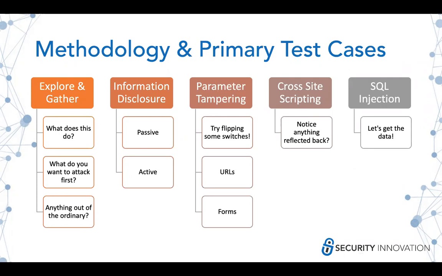Now, the next one is an official exploit or vulnerability: parameter tampering. And what I mean by that is literally just start flipping some switches. So anything that you see, whether it's a text box, a parameter on the URL, a dropdown, any part of a form, you're going to start essentially manually and creatively and with purpose fuzzing those bits of information.